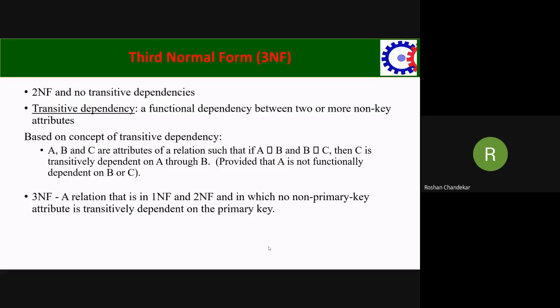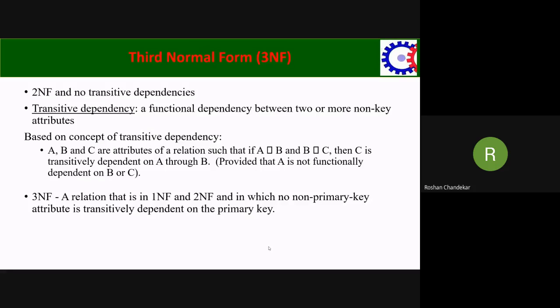Look at the relation. A is related with B and B is related with C. Then we can say that C is transitively dependent on A through B, because there is a relation between B and C and there is a relation between A and C, so A and C are transitively related through B. Okay, provided that A is not functionally dependent on B or C; it should not be functionally dependent on either of them.